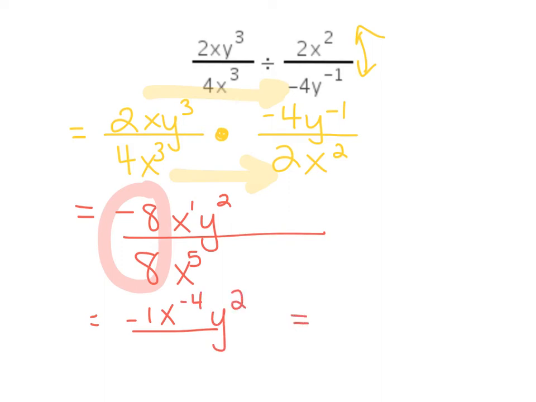My final step would be the negative exponent needs to move. Now the -1 will stay on the top. This would be -1 y to the second. It's not a negative exponent, so it stays where it is. It's just a negative number over x to the 4th. Okay.